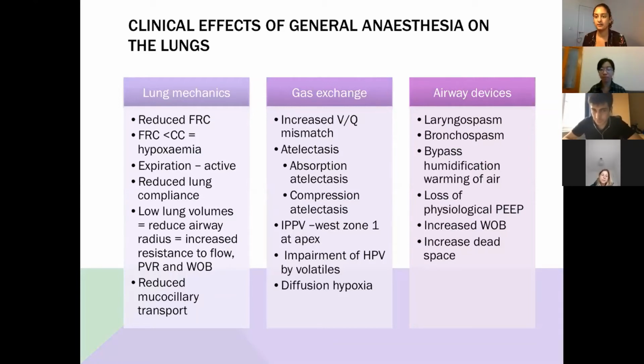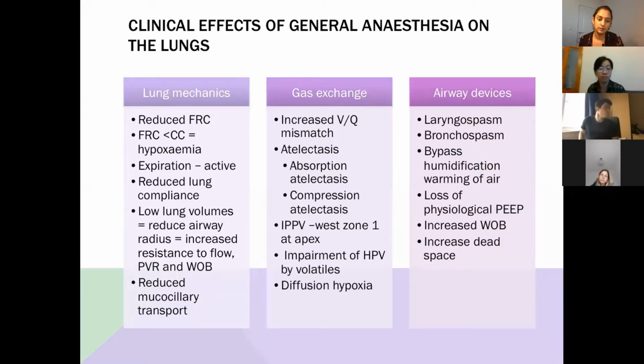When a patient is in supine position, as you know, the closing capacity begins to encroach on the FRC, and that can cause hypoxaemia. That's more pronounced the older the patient gets, and also, of course, with positioning. So it's worse in the Trendelenburg position, for example. Expiration becomes active under general anaesthesia, and you get reduced lung compliance as well.